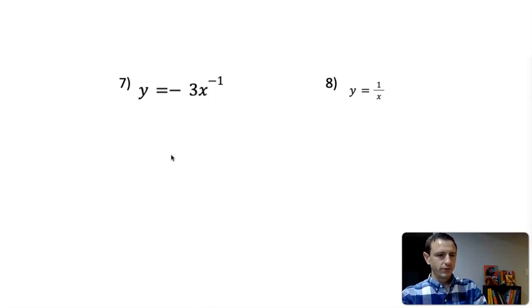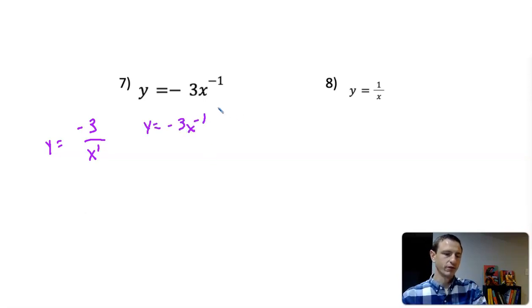In this example, we're taking the derivative of negative 3x to the negative 1. I want to use the power rule. Let me just show you again how we would rewrite this: negative 3 over x to the first. So if the question was just y equals negative 3 over x to the first, we could rewrite that as y equals negative 3x to the negative 1.